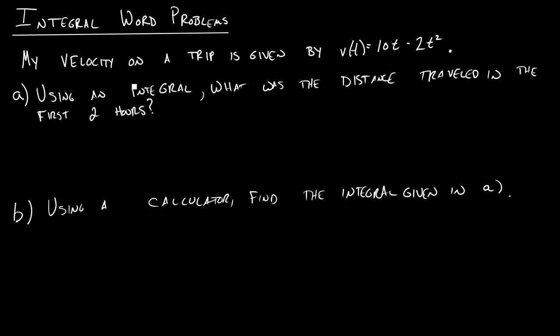Here we go with some integral word problems, everyone's favorite. So we find out that my velocity on a trip was given by v of t equals 10t minus 2t squared. So let's talk about this a little bit.